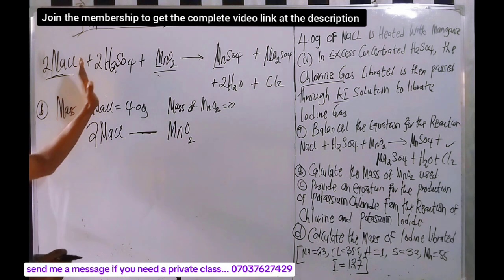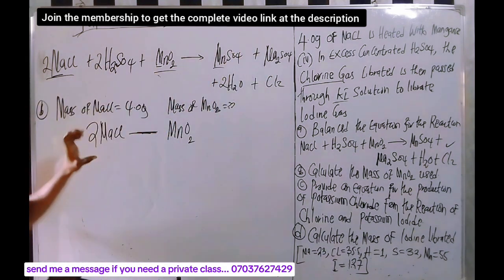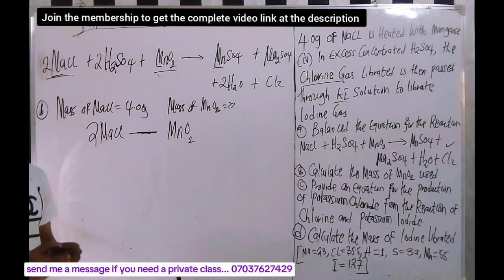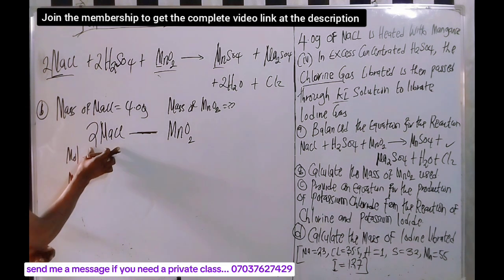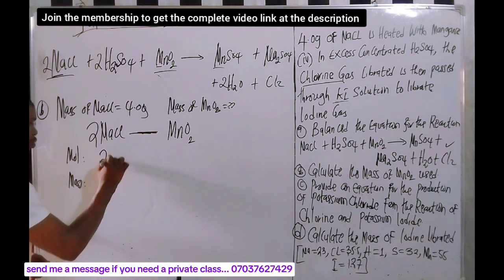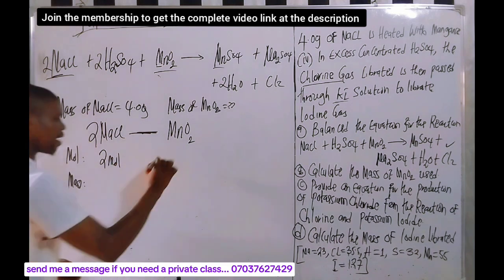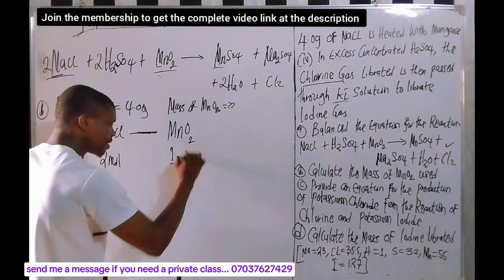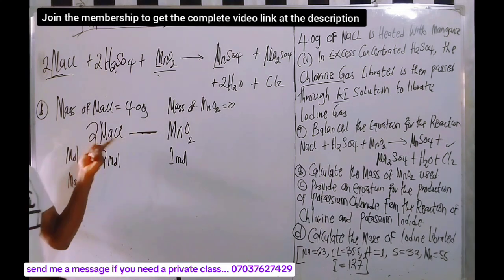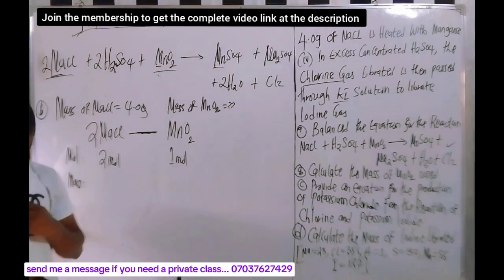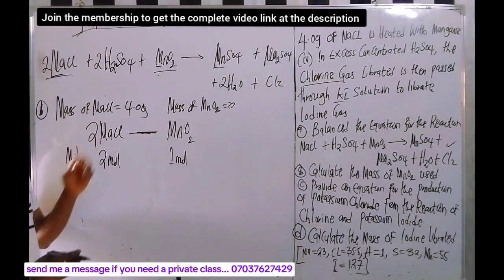Now I don't want to waste my time solving everything here, so I'm just looking at these two. From here, I need to get the mole and then the mass. How many moles do we have here? We have 2 moles. How many moles do we have here? We have 1 mole. Can you see that? So how do I get the mass? I get the mass by calculating the molar mass of the compound.